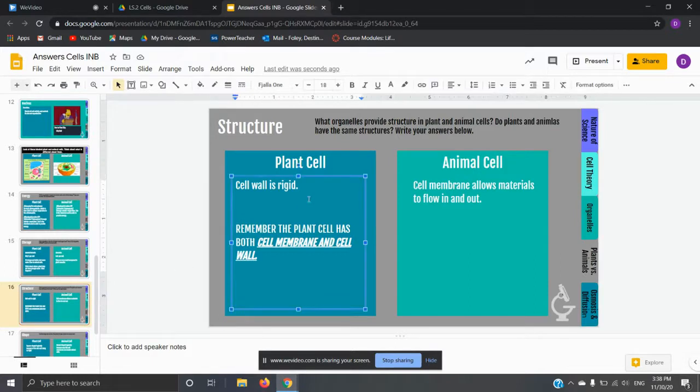Outside of the plant cell, it's rigid because of that cell wall. Remember that the plant cell has both the cell membrane and the cell wall. I'm going to keep repeating this over and over all throughout this unit. If you are to ever do anything with a plant cell, or if you are asked a question about a plant cell, it has the cell membrane and the cell wall. The cell wall is on the outside, and the cell membrane is on the inside. Okay? And the animal cell just has a cell membrane and allows materials to flow in and out.